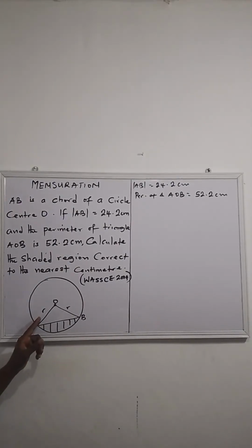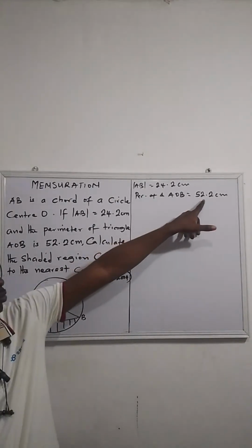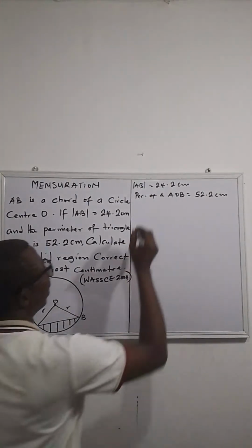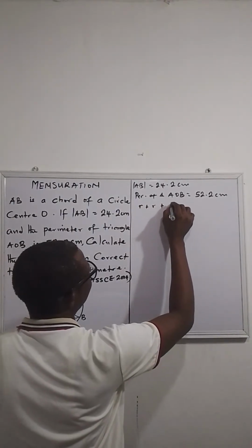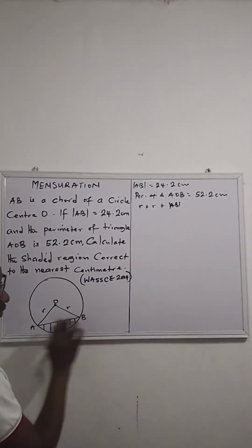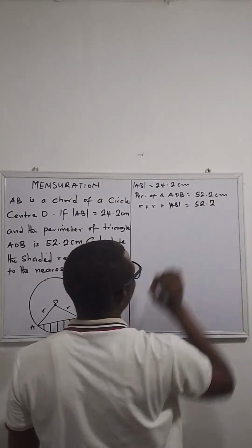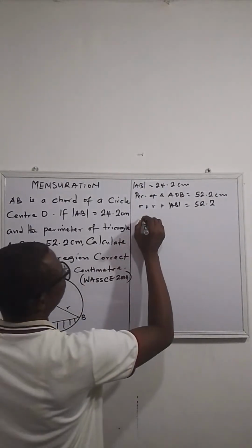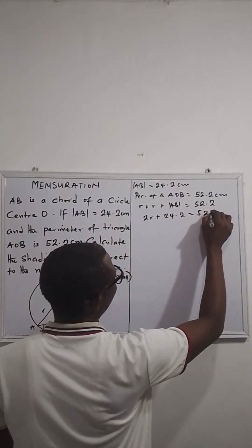If you add this side plus this side plus this side together, when you add the three sides together, it will give you 52.2. So that is what the question is saying. So now we have R plus R plus length AB equals 52.2 centimeter. AB has been given, which is the chord of the circle. So we have 2R plus 24.2 equals 52.2.